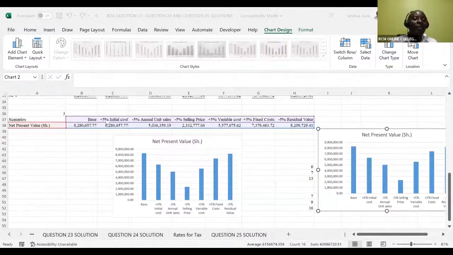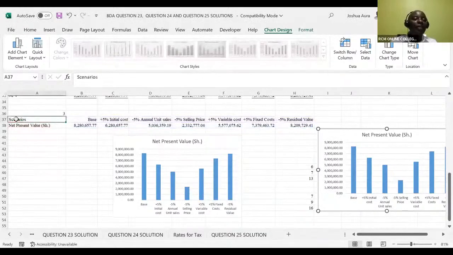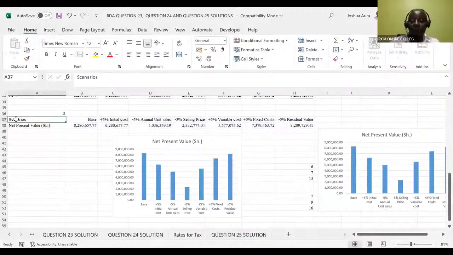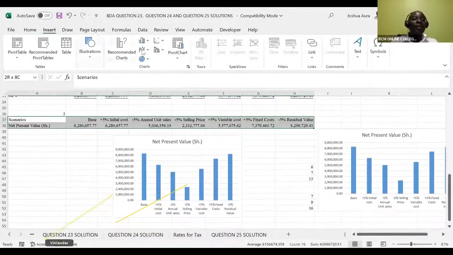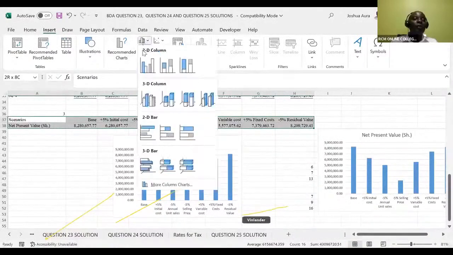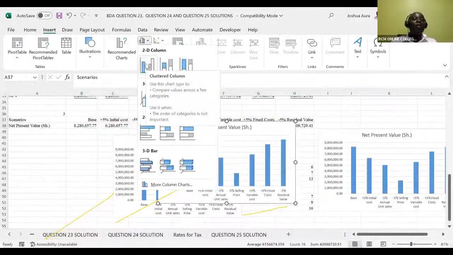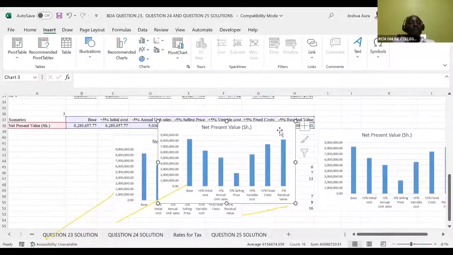So then what you are supposed to do is to copy these scenarios. You have them base, 5% initial like that. And then you will simply come and highlight these two. Just highlight them. Control Shift, right arrow, down arrow. You highlight those two. And then you come and say insert. You insert a graph. You pick any 2-dimensional. So you can see I have it here.